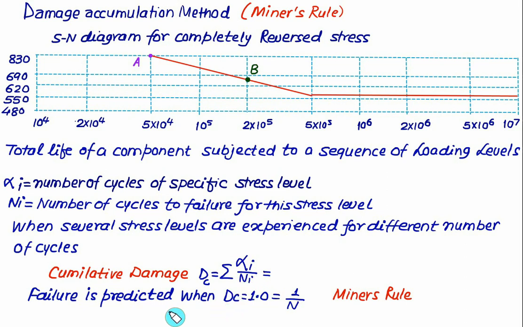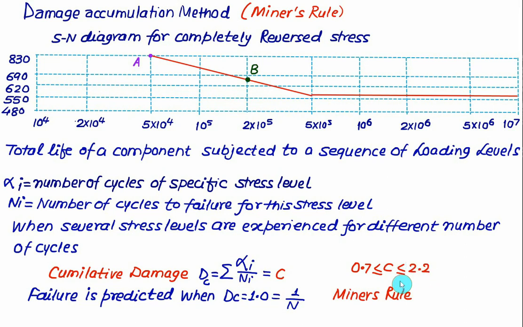Then the failure is predicted when Dc is equal to 1, and in that case if I equate the cumulative damage to 1 by n, I can calculate the life of a component which is subjected to sequence loading levels. This one is called Miner's rule. In fact, here the constant is c, and this constant c is taken as approximately 0.7 less than or equal to c less than or equal to 2.2.